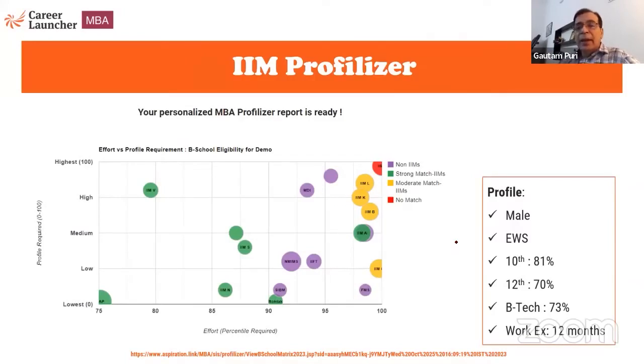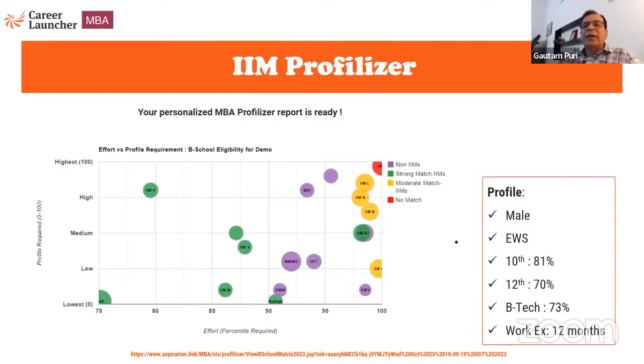In IIM Bangalore, you can get a call at 97, 96 percentile also if you have 3 years of work experience. So each of these has slightly different criteria. Don't think that if you're getting an Ahmedabad call, you'll get it from others. Each institute works its own way, which is what the new profiler has tried to do.